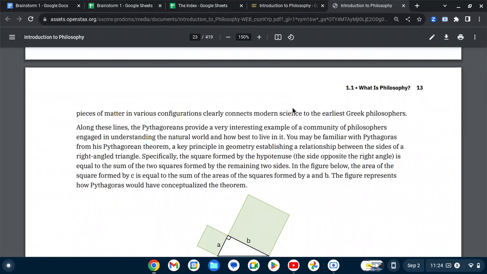Along these lines, the Pythagoreans provide a very interesting example of a community of philosophers engaged in understanding the natural world and how best to live in it. You may be familiar with Pythagoras from his Pythagorean theorem, a key principle in geometry establishing a relationship between the sides of a right angled triangle. Specifically, the square formed by the hypotenuse is equal to the sum of the two squares formed by the remaining two sides. In the figure below, the area of the square formed by C is equal to the sum of the areas of the squares formed by A and B. The figure represents how Pythagoras would have conceptualized the theorem.